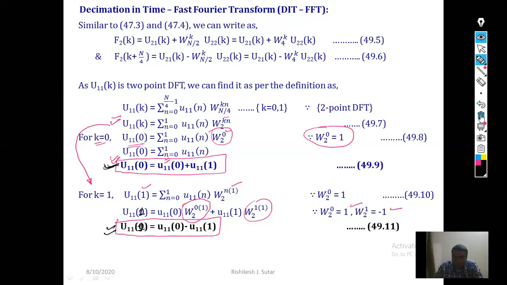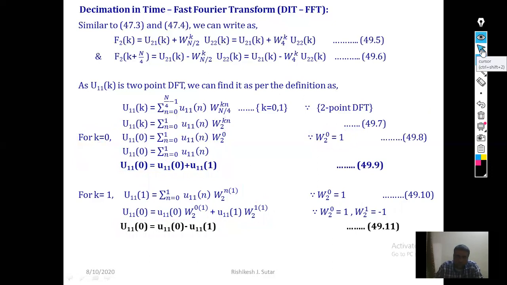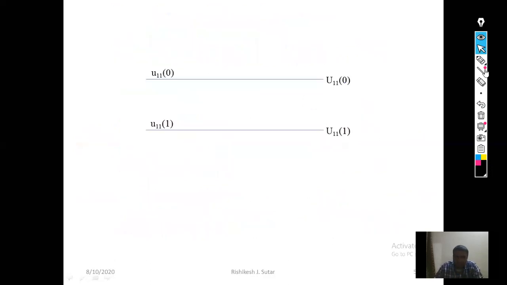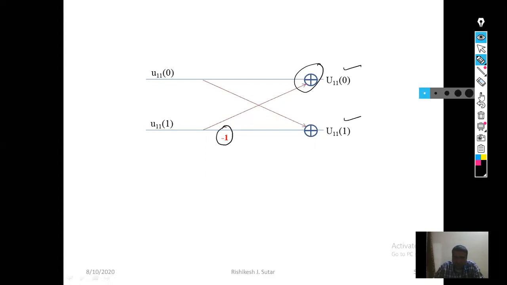Okay. So let us go further now, and let us implement this equation 49.9 and 49.11 as a butterfly diagram. So you can see here u11 of 0 and u11 of 1. So when I want capital u11 of 0, I want these two to be added. So I got this addition here, and when I want u11 of 1, I want it to be subtracted from the u11 of 0. So I have added here minus 1.